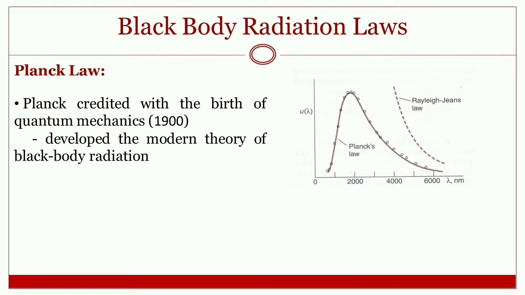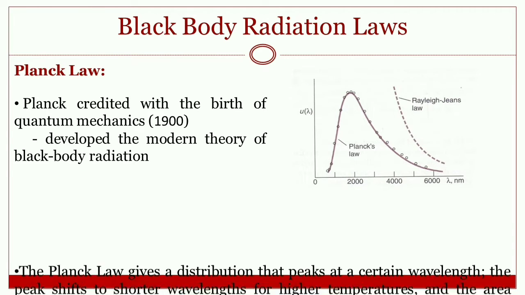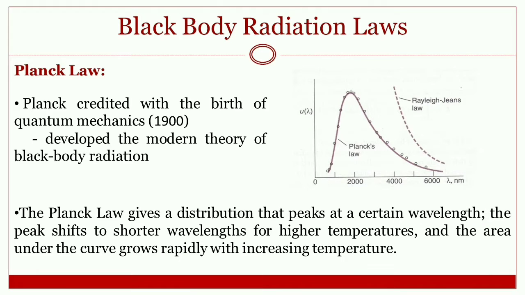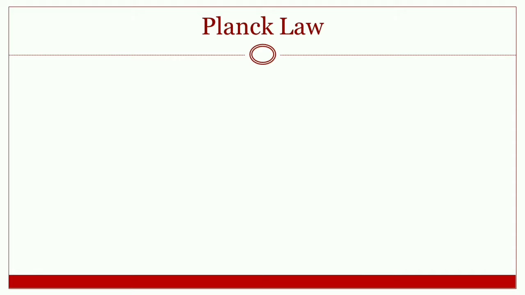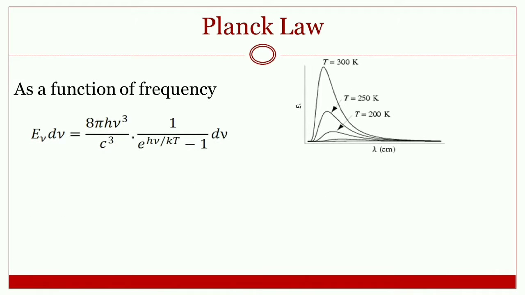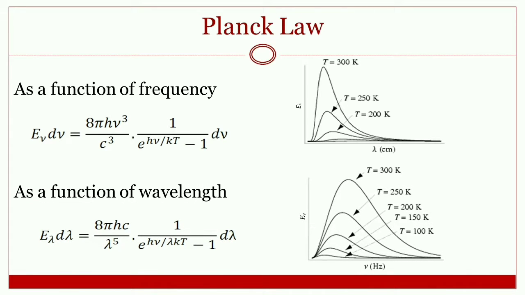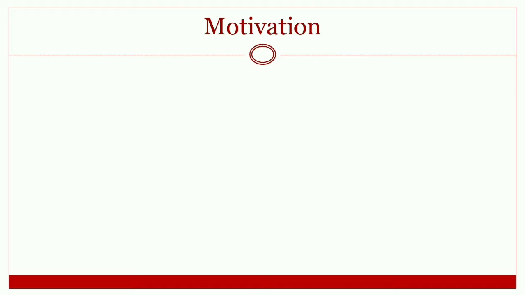Now comes the most important law of blackbody, that is Planck's law. Planck developed the modern theory of blackbody radiation. It gives the explanation of why with the rise in temperature the lambda max shifts to shorter wavelengths. In terms of frequency, the formula is as below. And as a function of wavelength, the formula is as given.